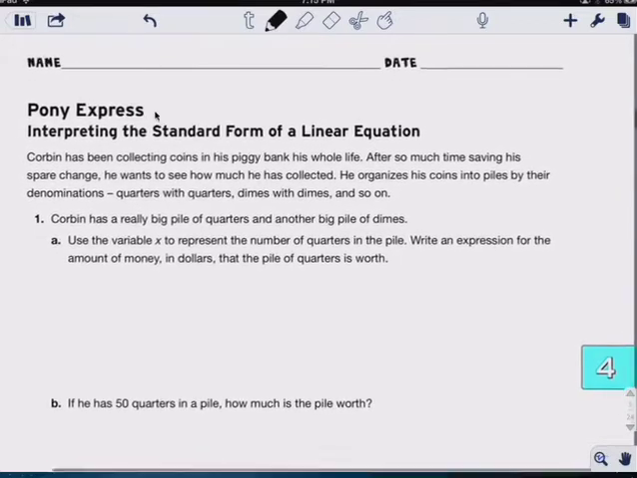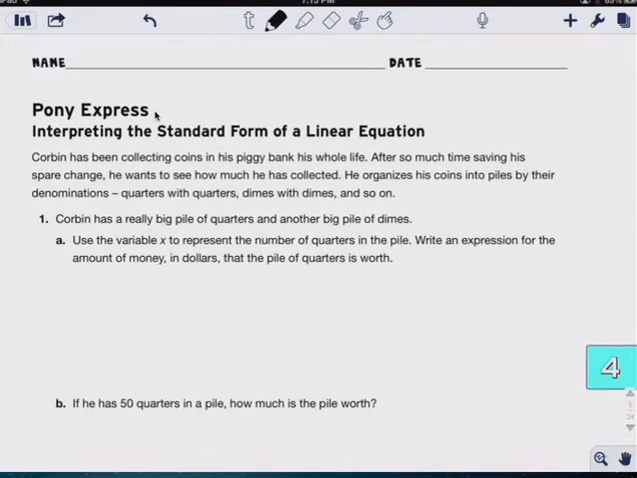Corbin had been collecting coins in his piggy bank his whole life. After so much time saving his spare change, he wants to see how much he has collected. He organizes his coins into piles by their denomination: quarters with quarters, dimes with dimes, and so on. Okay. Corbin has a really big pile of quarters and another big pile of dimes.